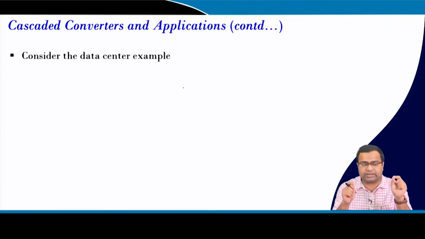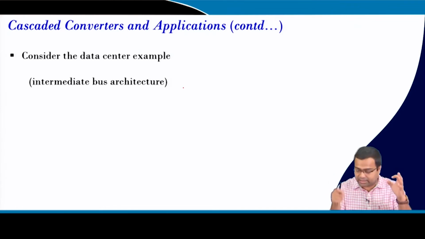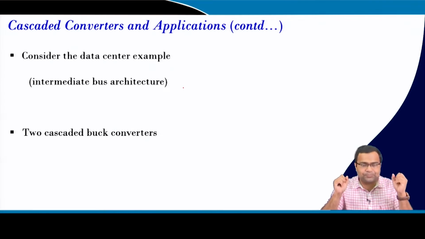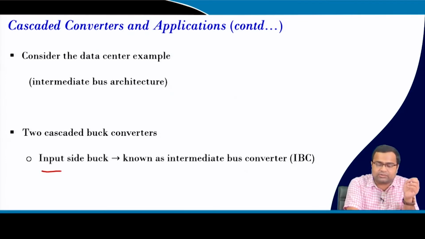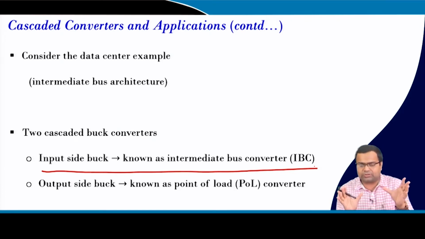So, I am here considering the specification, which is like an intermediate bus architecture, in which I am taking two cascaded DC-DC buck converters. The first stage is converting 48 volt to roughly 12 volt, and the second stage I am converting 12 volt to 1 volt. Okay. And in this architecture, the input side buck converter is known as intermediate bus converter, IBC, and the output side buck converter is known as point of load converter, because it is directly supplying the load. That is why it is called point of load or POL converter.